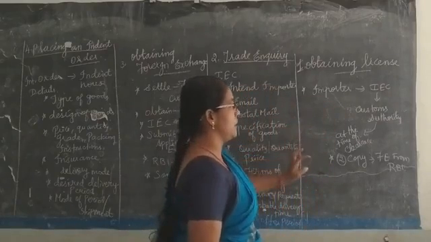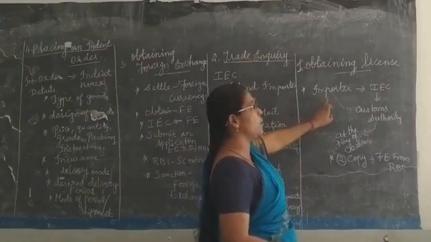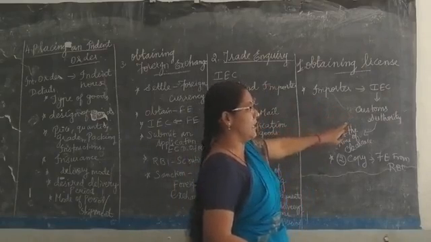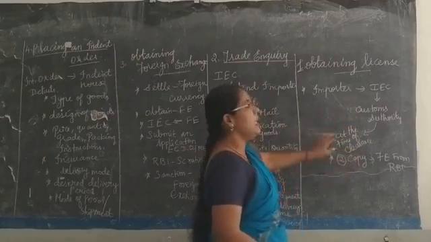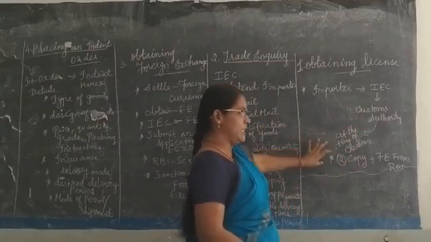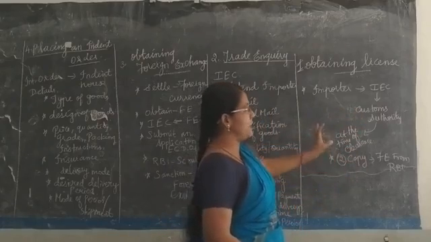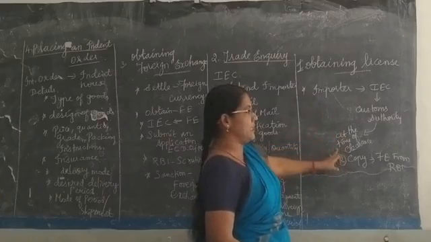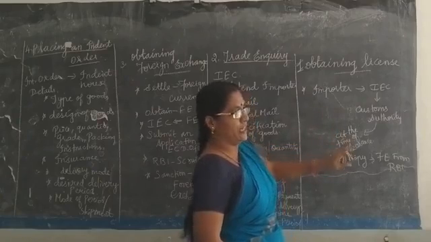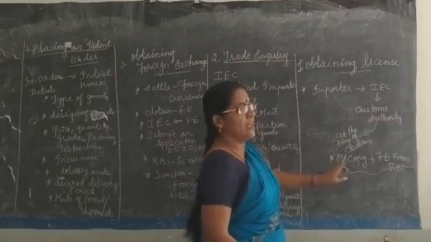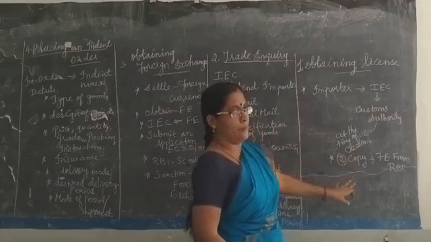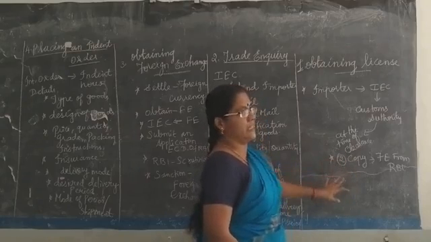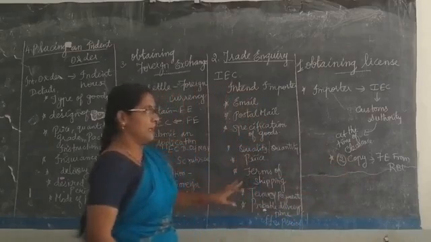The next procedure is that the importer has to receive the IEC code, isn't it? He must submit one copy of the IEC code to the customs authority at the time of clearance, and the second copy he must submit to the foreign exchange department in the RBI. Then he must get the foreign exchange currency.